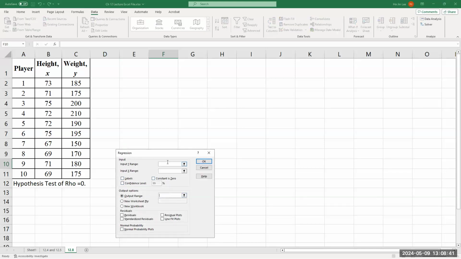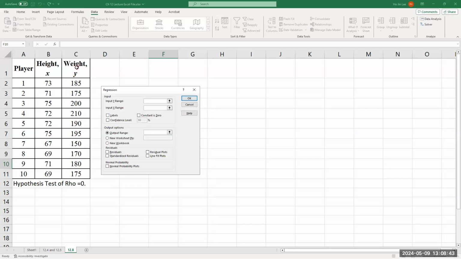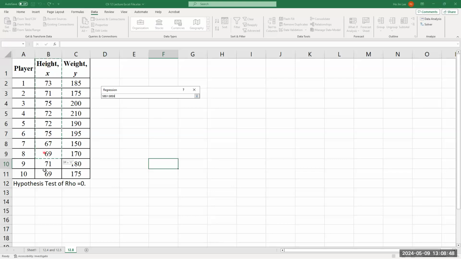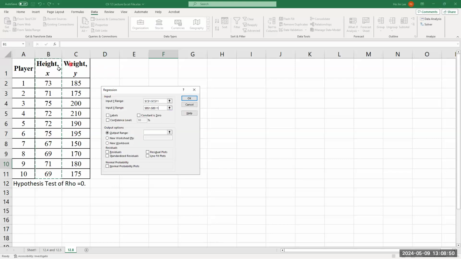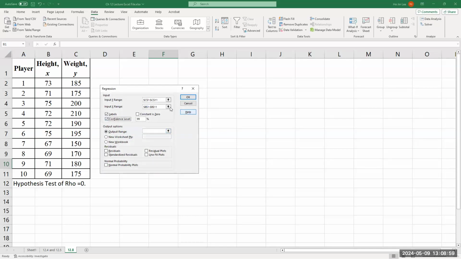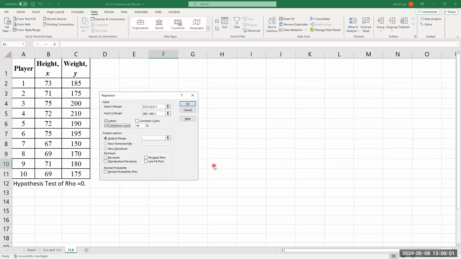First I'm going to input the y variables. Here's the y, that's the weight. Input the x variables, here's the x's. Oh wait, weight is the y and height is the x's, sorry. I included the labels, so I click on labels. Confidence interval, I want another one, so I'll put in 99. For output, I want to put it in the same Excel file, so I'll put output range, and we'll start it from here.